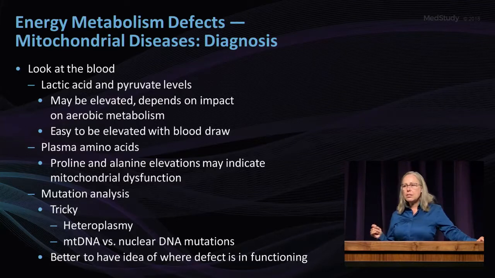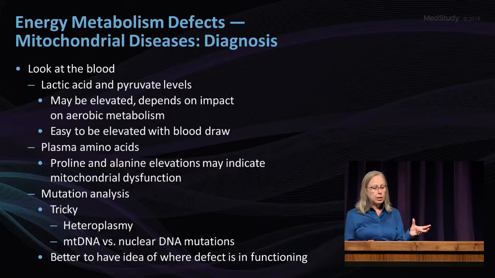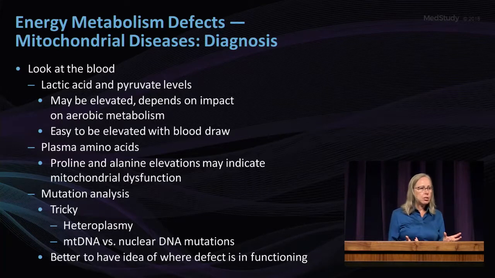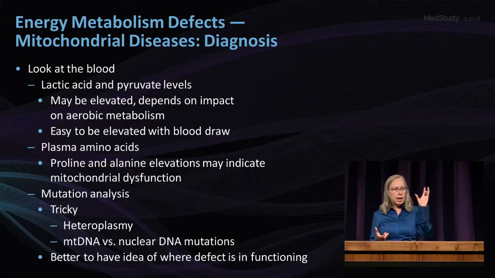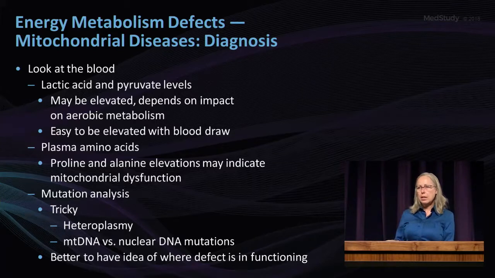And mutation analysis, again, is tricky because of this idea of heteroplasmy, and then the difference between true mitochondrial mutations versus nuclear DNA mutations. The better our technologies have gotten, we now have panels where we can look at a bunch of the nuclear genes in addition to the mitochondrial genes that go to the electron transport chain. It's always better to have an idea what you're looking for when you're looking. So if you have an idea from your labs where the problem is, that's always helpful.